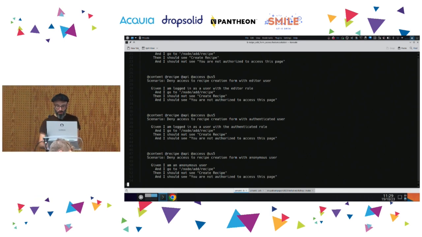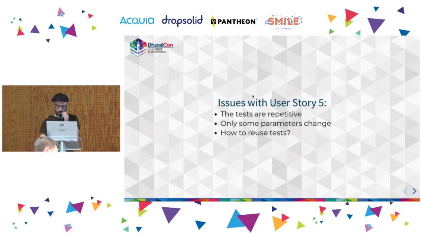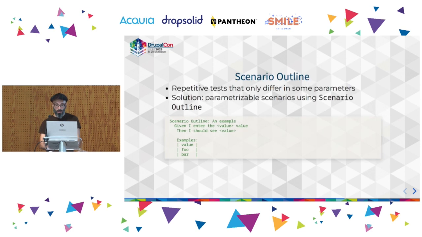So we are going to introduce something to fix this, okay? That's reusing the test, because the tests are very repetitive and only some parameters change. So how can we reuse tests? We can use the scenario outline. And as you can see, what we can do is to use parameters on the scenarios, okay?